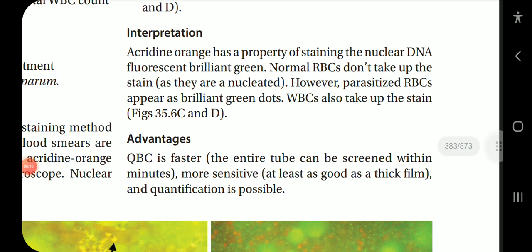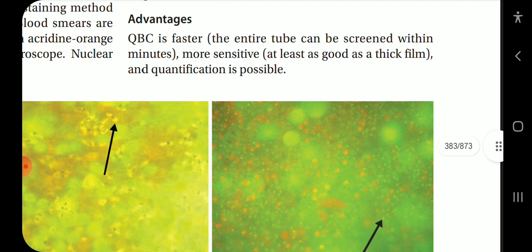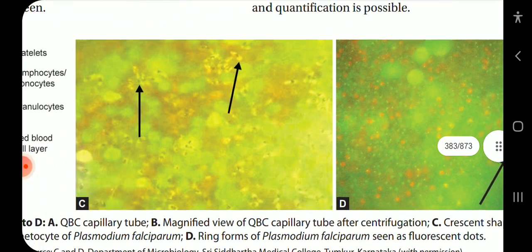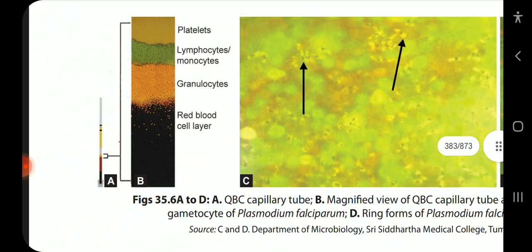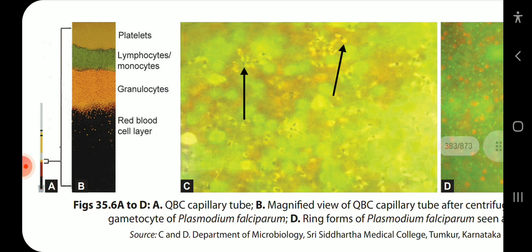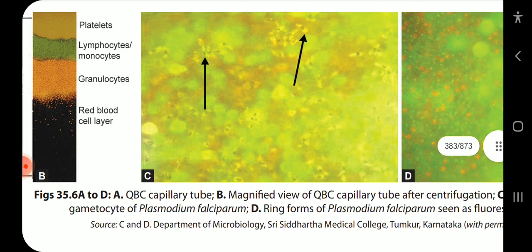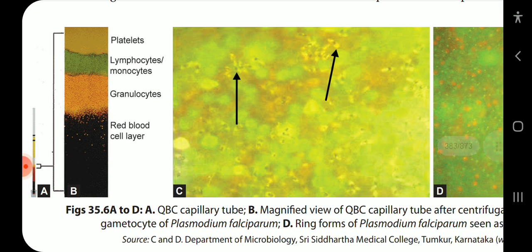Interpretation. Acridine orange has the property of staining the nuclear DNA fluorescent brilliant green. Normally, RBCs don't take up this stain as they are non-nucleated. However, parasitized RBCs appear as brilliant green dots. WBCs also take up this stain. Advantages: QBC is faster, the entire tube can be screened within minutes. More sensitive, at least as good as a thick film, and quantification is possible. So in this figure, in figure A, we can see the QBC capillary tube. In figure B, we see the magnified view of the QBC capillary tube containing red blood cell layer, granulocytes, lymphocytes, monocytes and platelets.